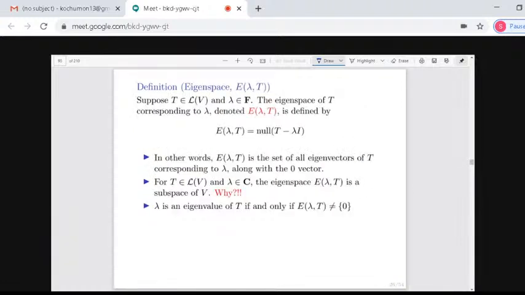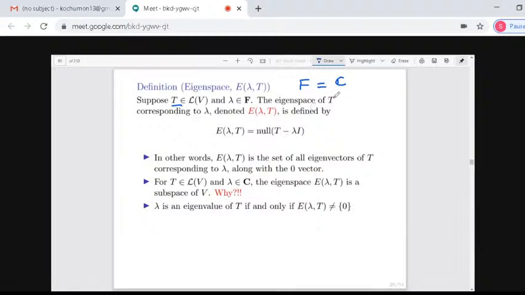Okay, now we come to the crucial concept of the eigenspace corresponding to an eigenvalue lambda. Suppose T is an operator and lambda is an eigenvalue. F is always C. If I write F, this is a typo only. We are considering only complex vector spaces in this talk.